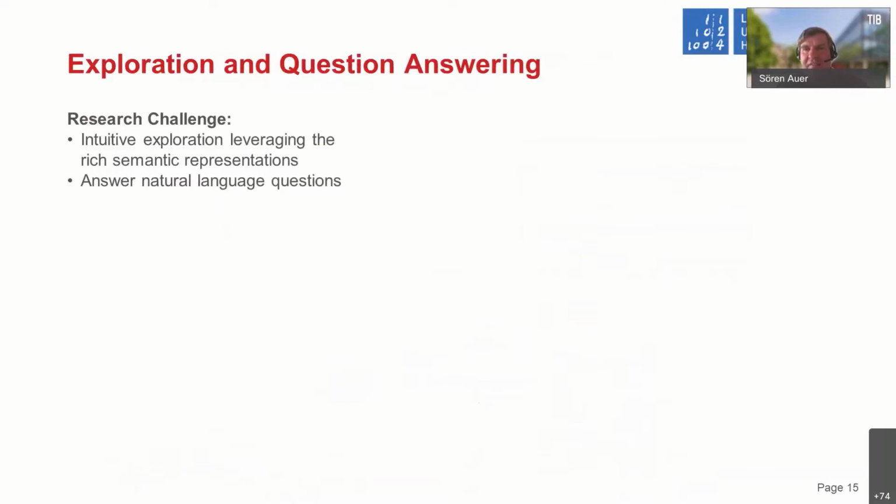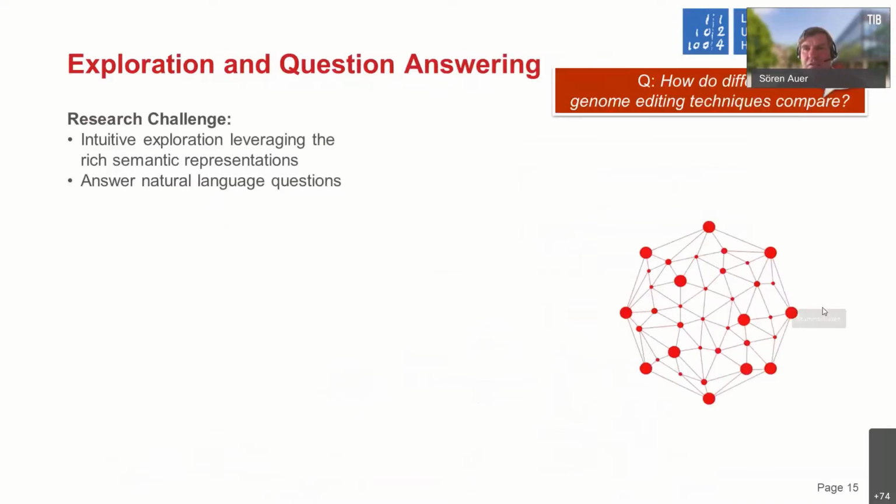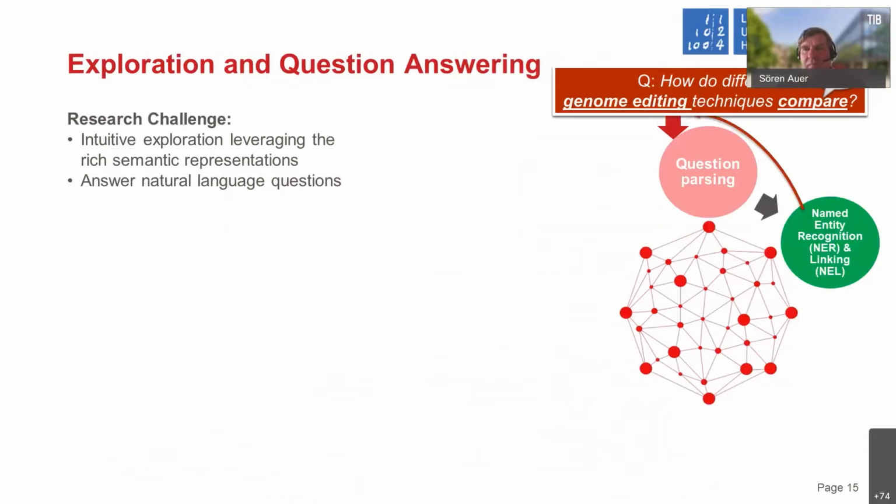And as a result, we can then use this knowledge graph to answer questions. And one question would be, how do different genome editing techniques compare? And all of you have probably used services like Amazon Alexa or Google Now, where you can ask questions about the weather, about points of interest, about a TV program. And we would like to be able to also answer questions about research and science. And of course, for that, we need such a knowledge graph, and we can leverage the knowledge graph.